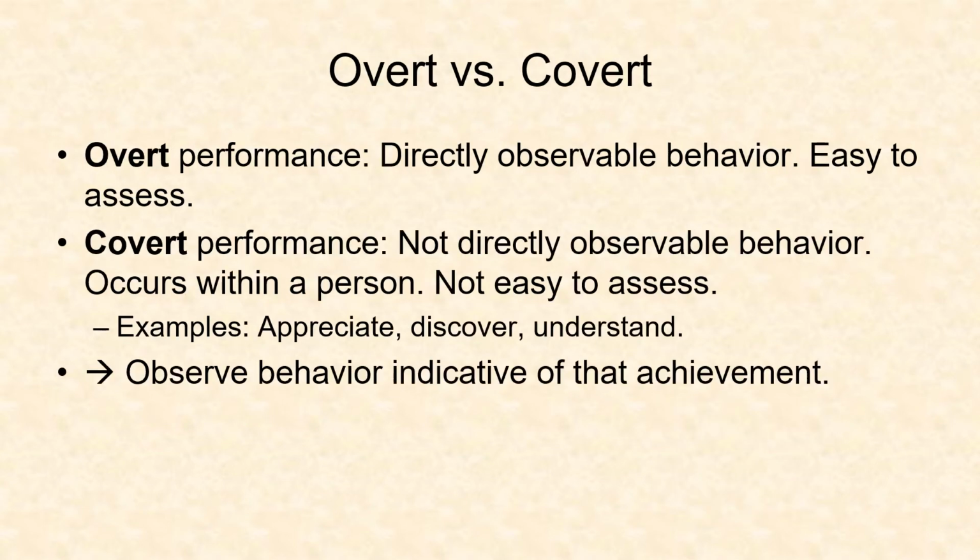When we are considering objectives, realize that mostly we're looking for overt performance, meaning something that you directly observe and it's easy to assess it. But sometimes there is covert performance, something that's not directly observable. It happens inside of a person, so that's not easy to watch for, and it's not easy to assess.